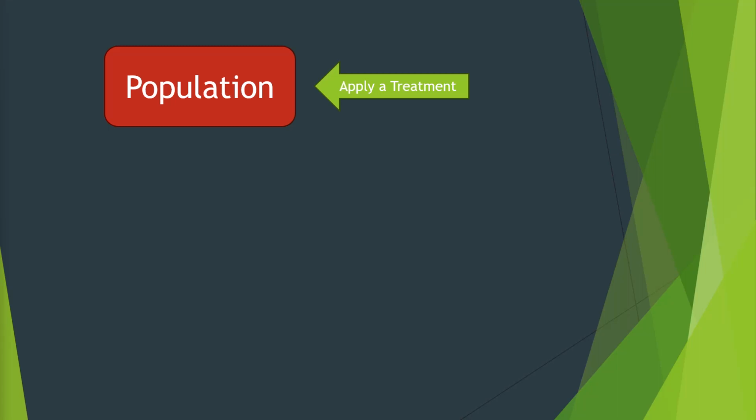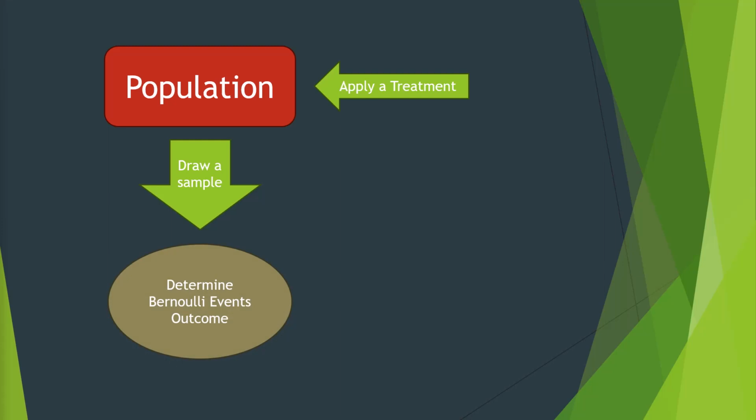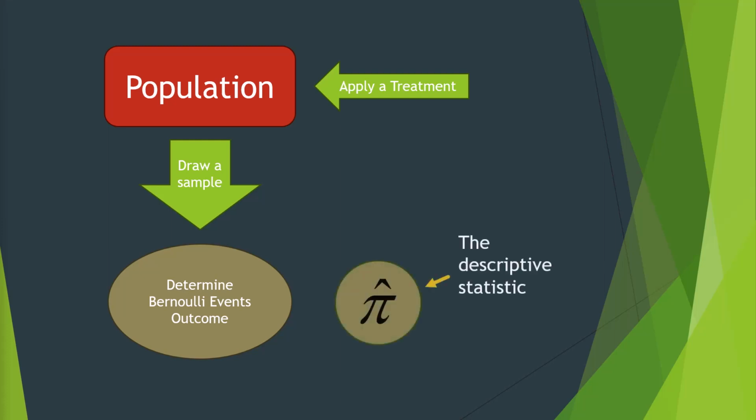Now, we cannot measure everyone, so we draw a sample. And once we draw a sample, we observe and we determine the outcomes of the Bernoulli events. We can describe these outcomes with a statistic. Thus, it is a descriptive statistic. It describes what we observed with our sample.